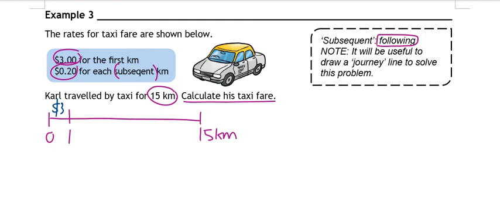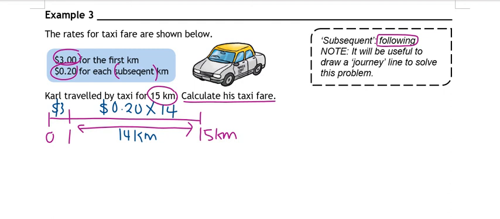Now let's have a look over here. For each subsequent kilometer after the first kilometer, he will have to pay 20 cents. So here, from 1 kilometer to 15 kilometers, the difference is 14 kilometers. So for these 14 kilometers, each kilometer he will be charged 20 cents. So to find out the next one, it will be 20 cents times 14, because he traveled for 14 kilometers.